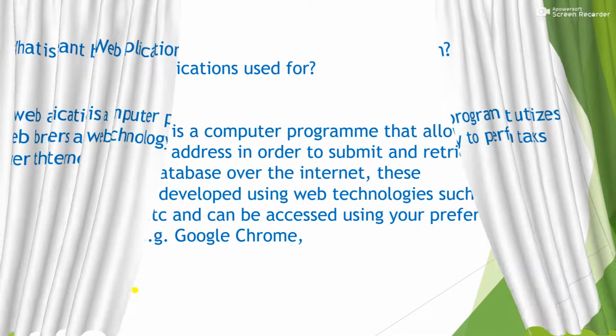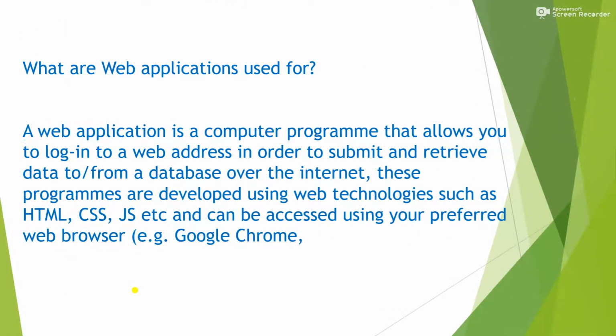Next, we are going to discuss what web applications are used for. A web application is a computer program that allows you to log in to a web address in order to submit and retrieve data from a database over the internet. These programs are developed using web technologies such as HTML, CSS, JS, etc. and can be accessed using your preferred web applications. Okay, so see, what are web applications used for? What is the use of a web application?